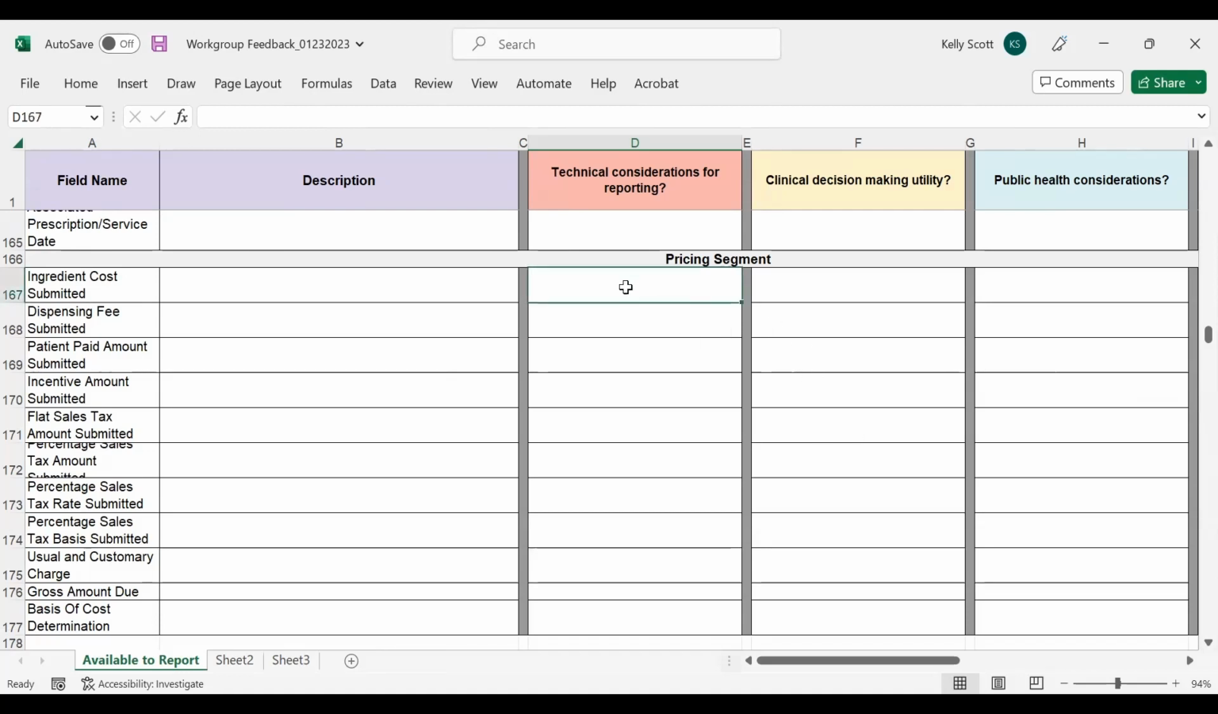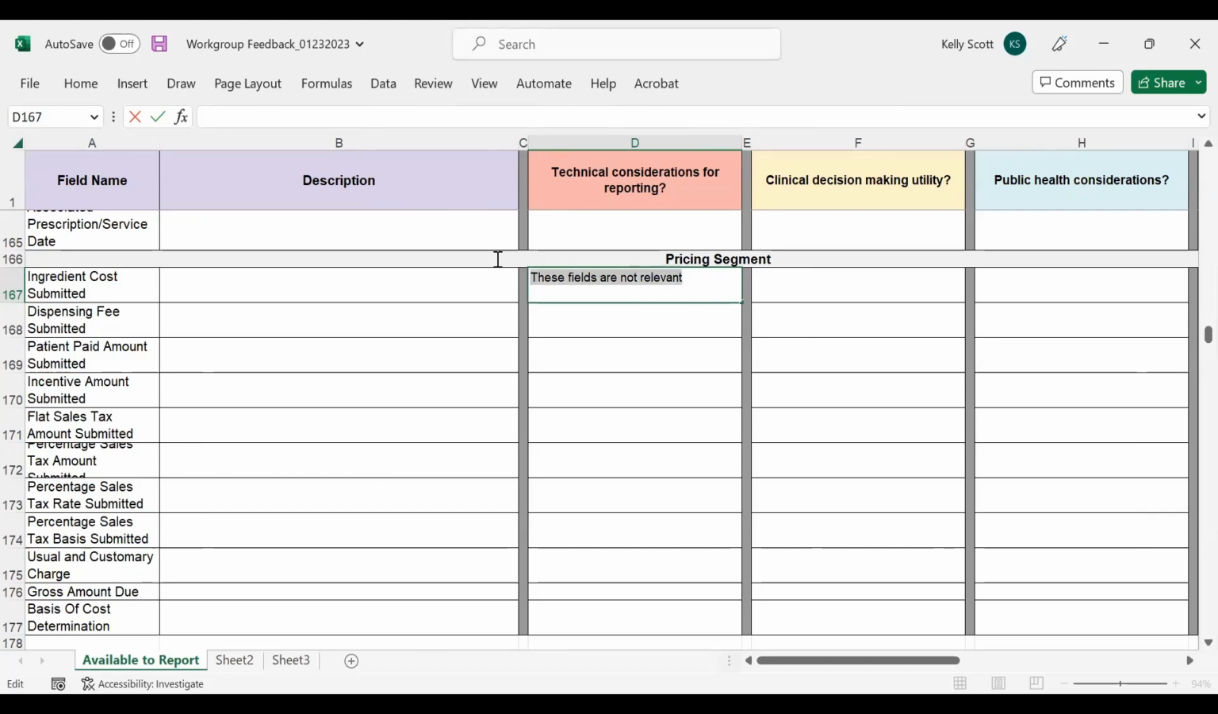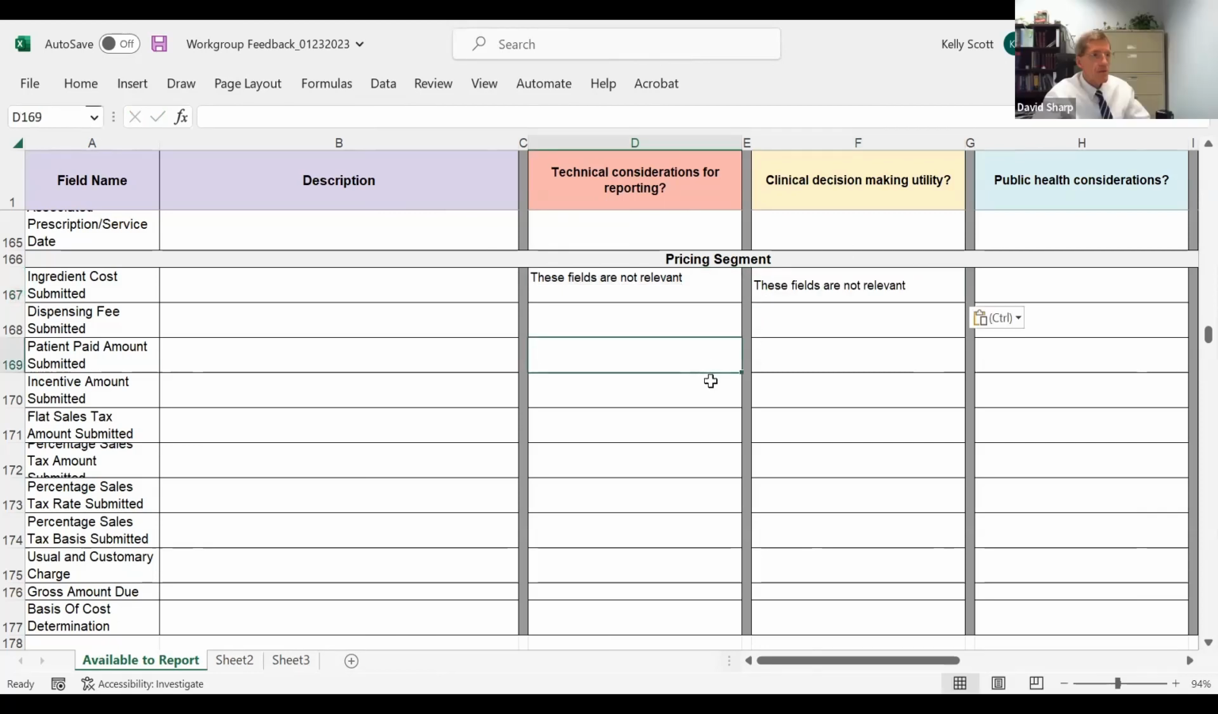Because remember that the payer is responding with pricing information, which is based upon the contract agreement they have with the pharmacy, not what's submitted, but what is returned. That's right. So from the clinician standpoint, just want to make sure we clarify: Dr. McCree, Dr. Moorheim, I agree this is not relevant for clinical decision making. Okay. Just mark them as such. And that would apply to all these down through at least 177.